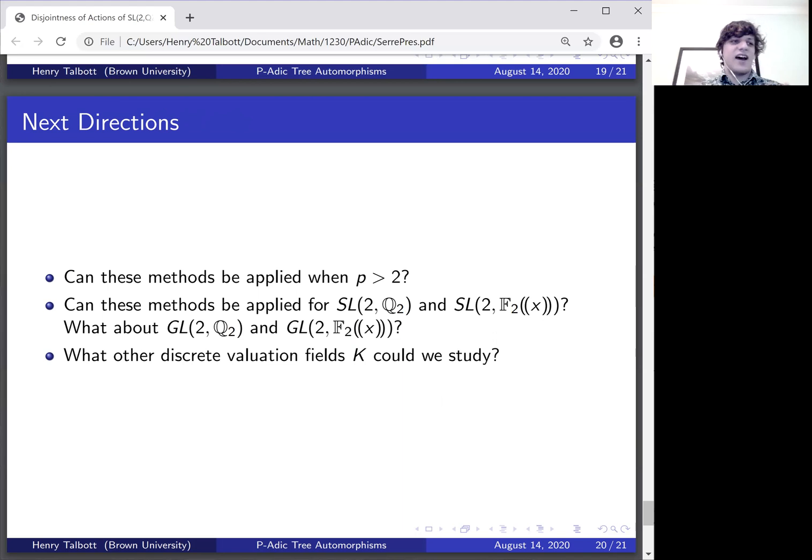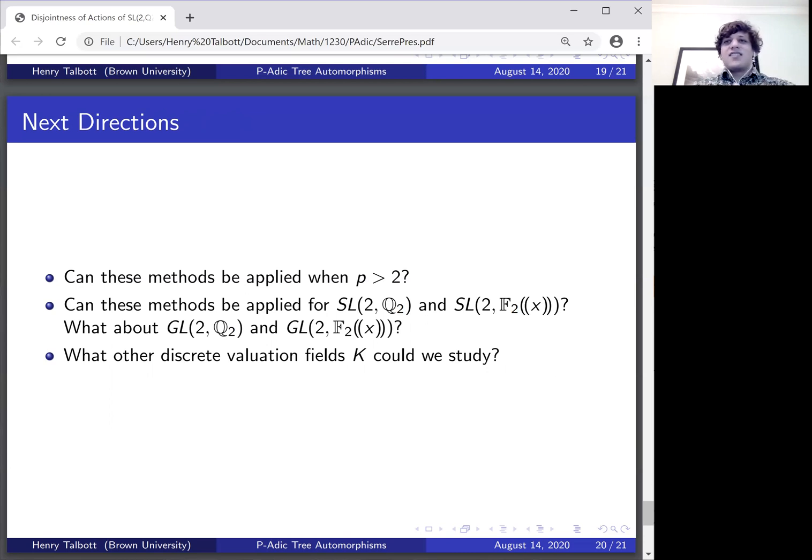After all, we still have the exponential versus linear growth in terms of the order of a given element. So I expect that we see a very similar pattern. And in fact, in this case, the group actions would still be very disjoint, with the exception of the fixed points.